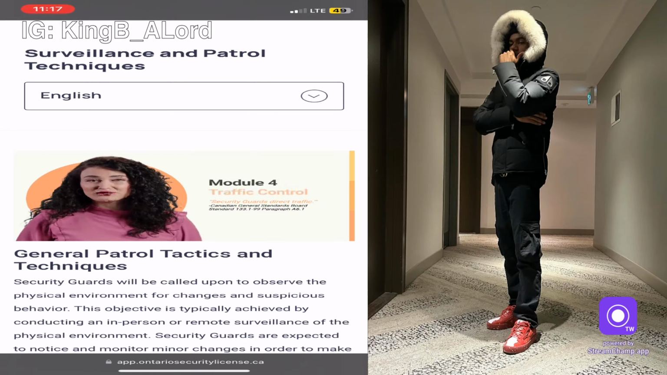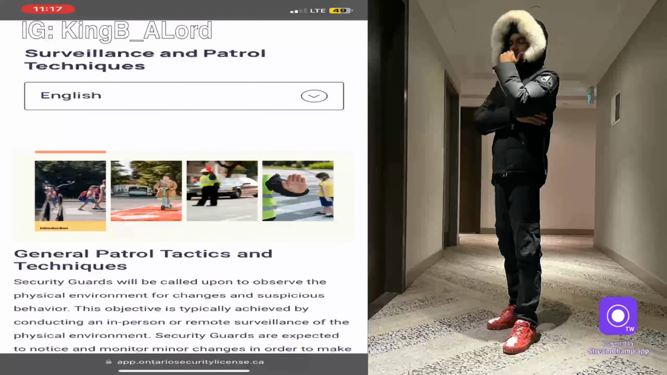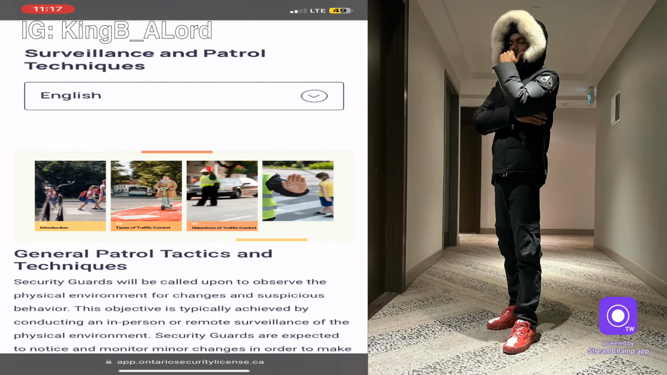This lesson will cover the correct manner by which to direct vehicular and pedestrian traffic and the proper use of hand signals. In this section we will begin with an introduction, followed by types of traffic control, objectives of traffic control and key principles and hand signals.